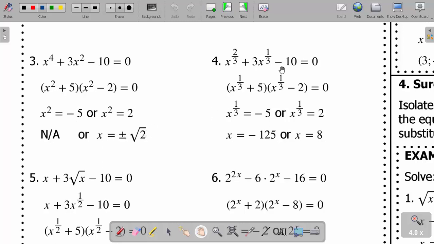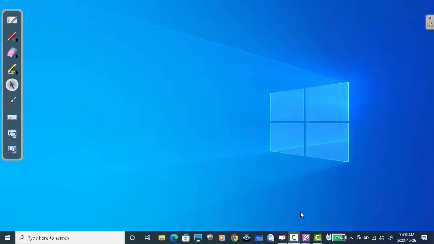Then this one here also, we already finished factorizing. So after equating to 0, you say either x power a third equals minus 5 or x power a third equals 2. Then you cube both sides to get x equals negative 125. What about here? It gives x equals 8. Hope we are together.